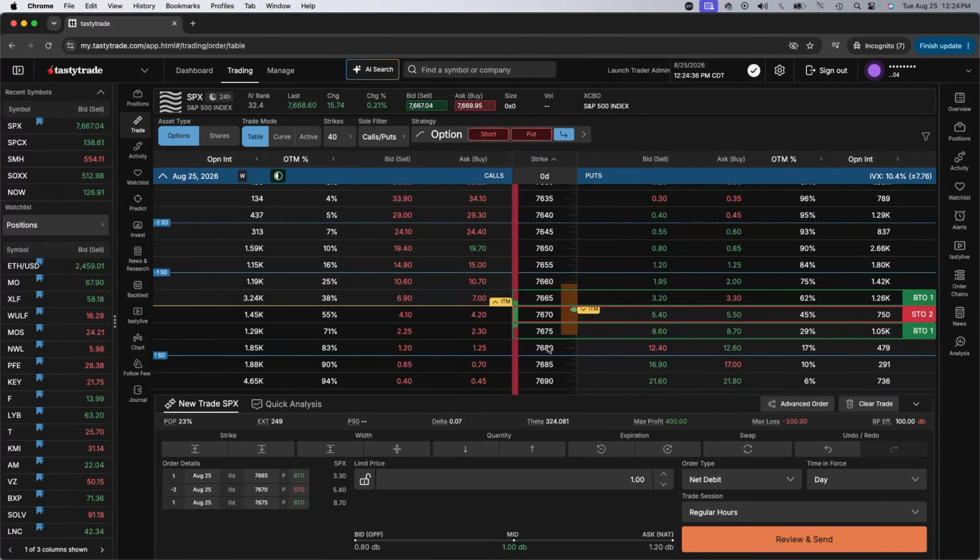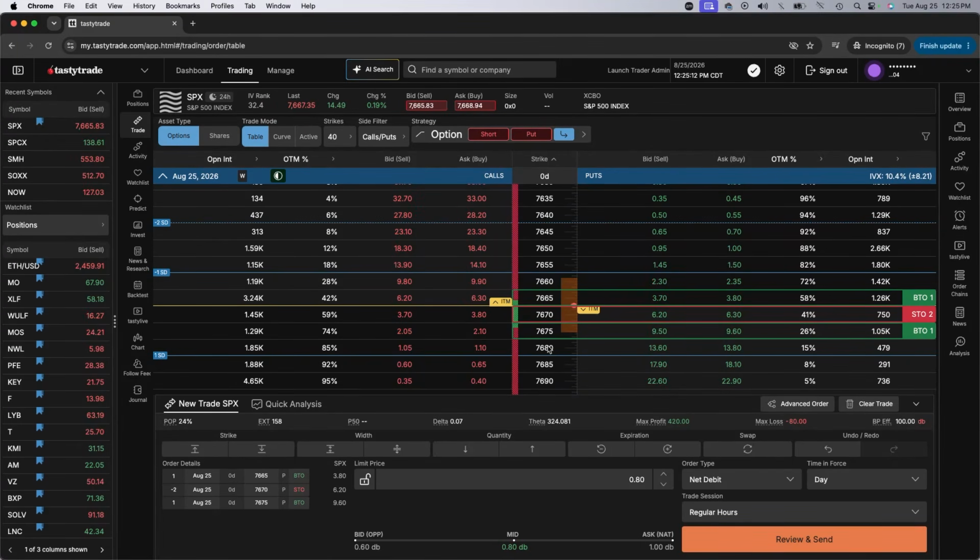I don't trade a lot of butterflies straight up as themselves. I'll do unbalanced butterflies to embed a short vertical, things like that. But a lot of times, after I have one of those unbalanced butterflies on and I cover the embedded short vertical, I'm left with a butterfly. And I'll use this technique. If the index is moving around a lot from one strike to another and back, up and down, I'll use it to try and maximize my profits.